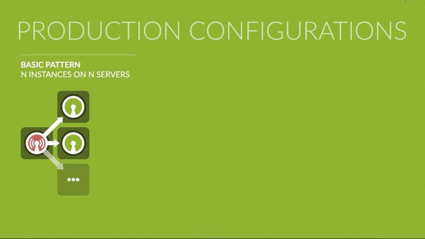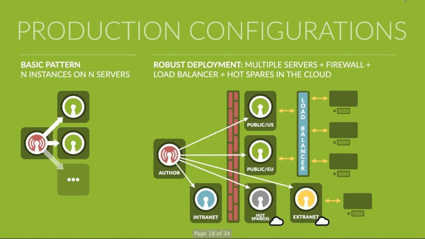And if you have a short look at the full-blown scenario, this is a setup that quite a bunch of customers run, where you have your author instance and your intranet behind a firewall, so it's safe. And only the public instances are on the other side of the firewall, accessible from the outside, so that you can have load balancing between the public instances. There will be a load balancer in front. And here, for traffic peaks, you might want to have some instances on hot standby. Maybe those are hosted in the cloud.